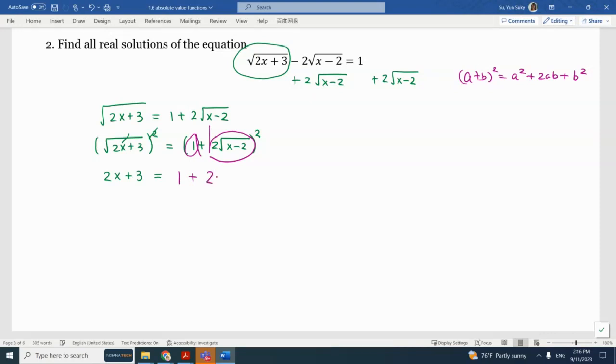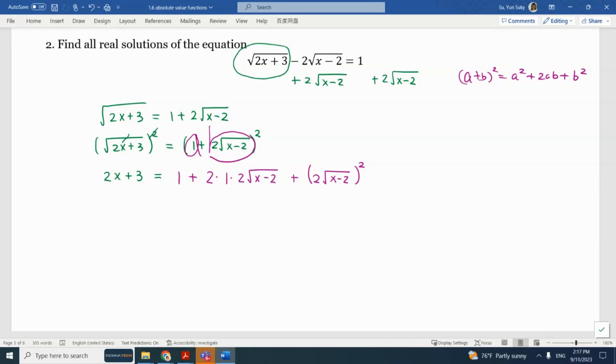plus 2. Oh, let's do it slowly. A is 1, right? B is 2 square root of x minus 2. Is that okay, everybody? And the b squared, so 2 square root of x minus 2, squared. Is that okay, everybody? So far, so good? They're using that formula, they identify A and B.